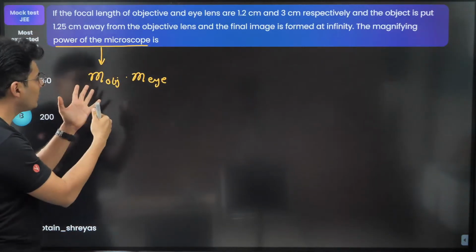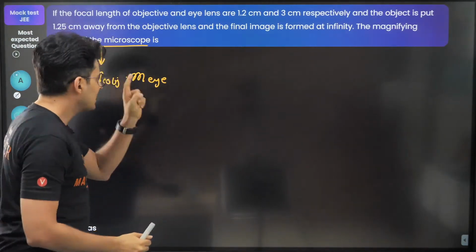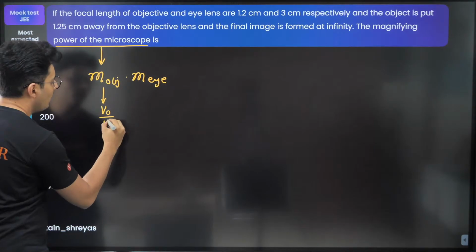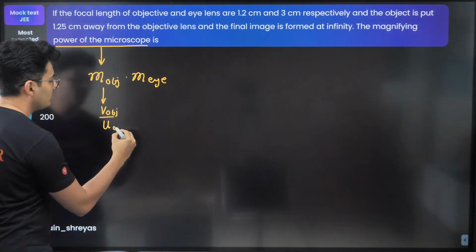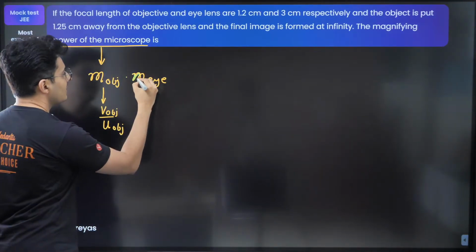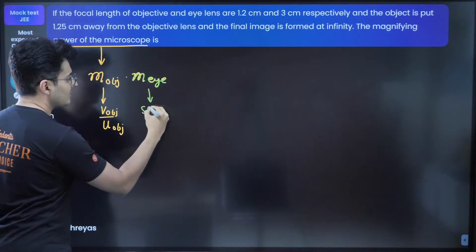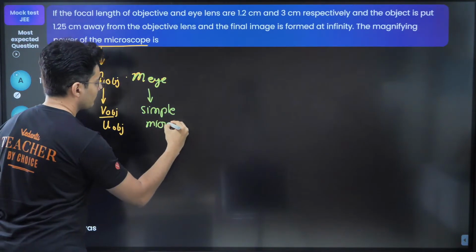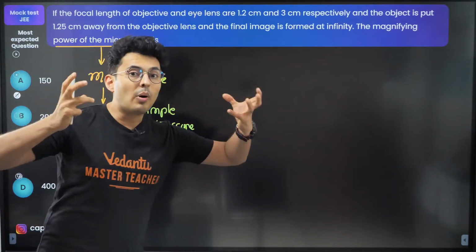So what do we do now? Magnifying power of the objective lens. Objective lens magnifying power is nothing but VO by UO, the image distance of the objective upon the object distance of the objective. This is one thing. The next thing, the magnifying power of the eyepiece. Remember, this behaves like a simple microscope. That's how a basic compound microscope works.